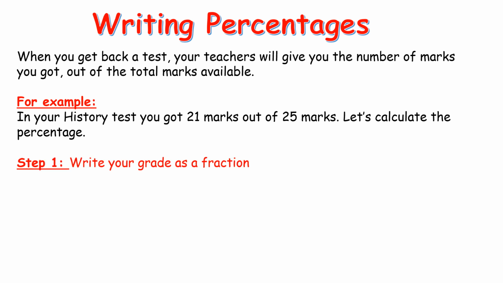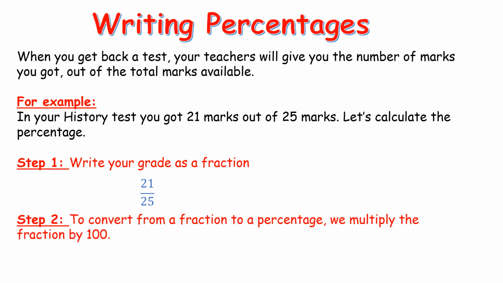So the first thing I want you to do anytime you want to make a percentage is to first of all write a fraction. So step one, anytime you want to make a percentage, is to write a fraction. In this case, we got 21 out of 25. Now the second step is to turn this into a percentage. Now remember, percent means per 100. So what we're going to do is multiply our fraction by 100.